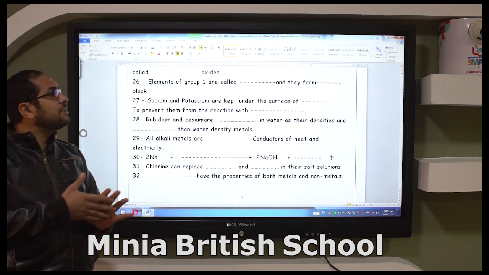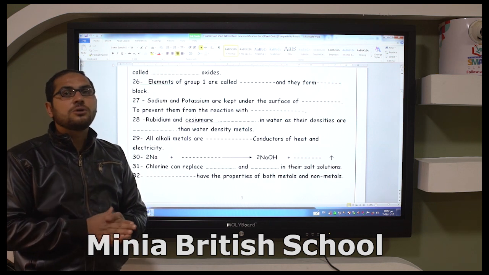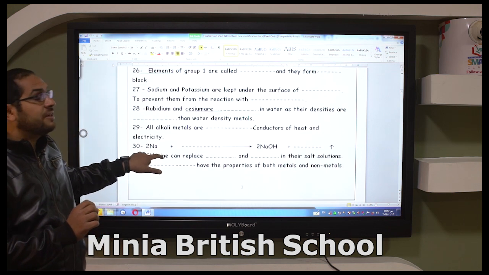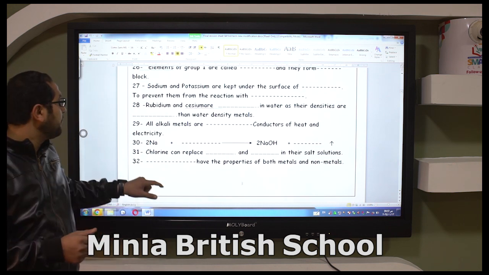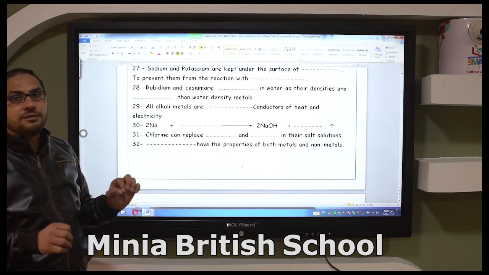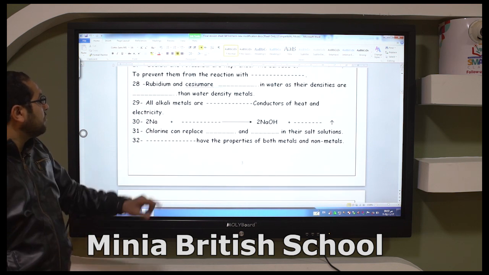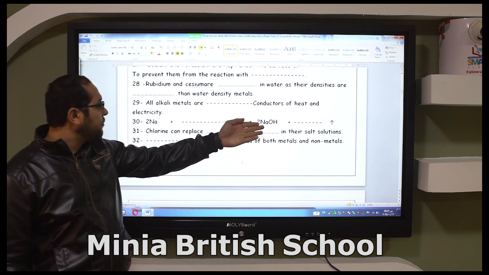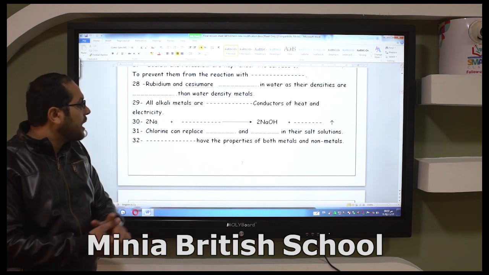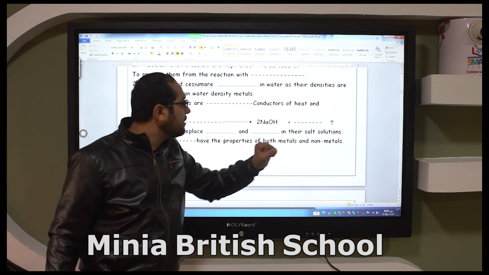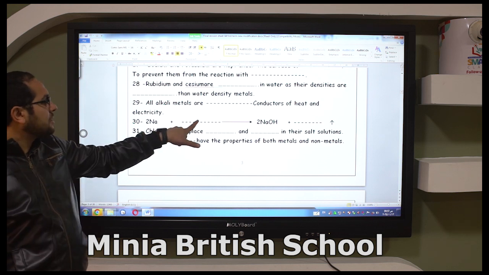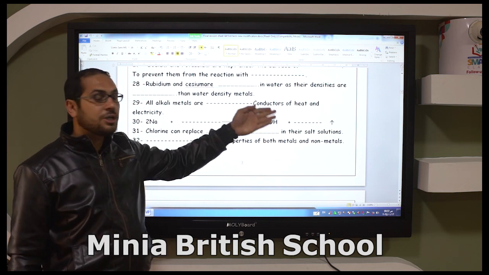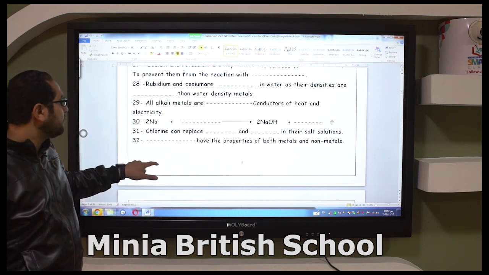Sodium and potassium are kept under a kind of surface called what? Kerosene. Why? To prevent their reaction with moist air, because they are very active metals. Okay, let's complete this equation: 2Na plus H2O, water, giving NaOH, sodium hydroxide, and hydrogen gas evolves.